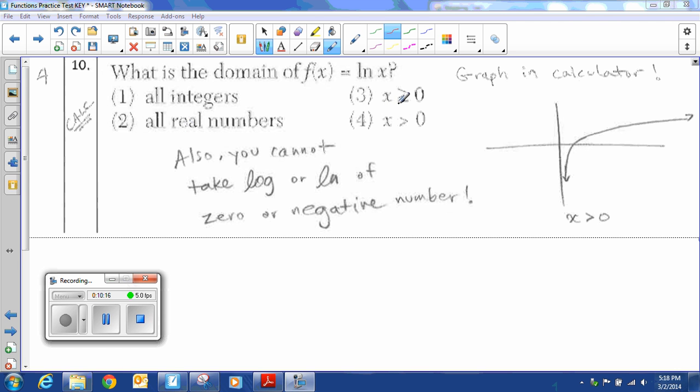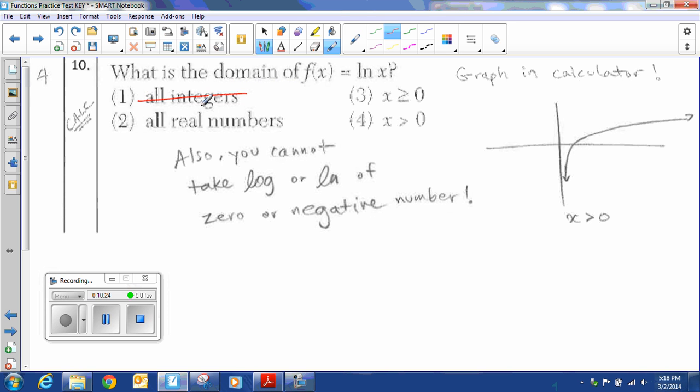X is greater than or equal to 0. X is greater than 0. Sorry, I misspoke. You cannot take the log of all integers. That's not going to work, because integers includes negative numbers. All real numbers also includes negative numbers. We have to be in the positive realm. The question is, are we allowed to have 0? The only difference between 3 and 4 is that 0 is included. So as you can see, you cannot take the log of 0 or a negative number, so 3 is out.